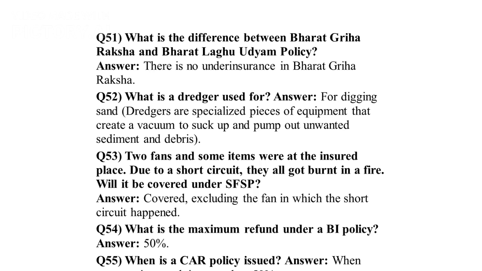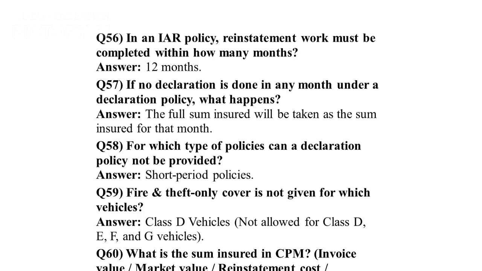Q54, what is the maximum refund under a buy policy? Answer: 50%. Q55, when is a car policy issued? Answer: when construction work is more than 50%. Q56, in an IAR policy, reinstatement work must be completed within how many months? Answer: 12 months. Q57, if no declaration is done in any month under a declaration policy, what happens? Answer: the full sum insured will be taken as the sum insured for that month. Q58, for which type of policies can a declaration policy not be provided? Answer: short period policies.